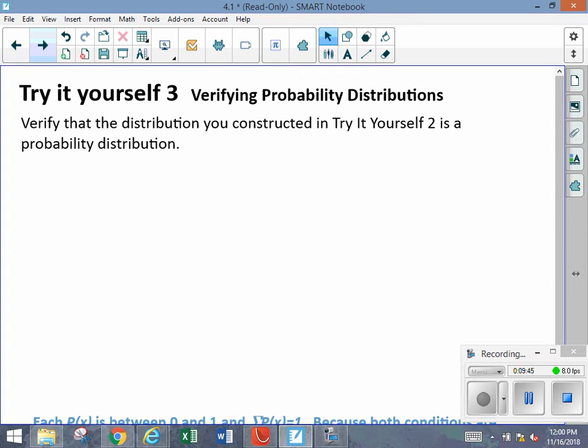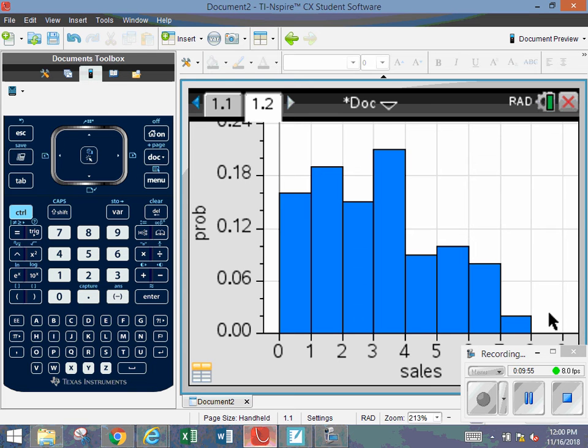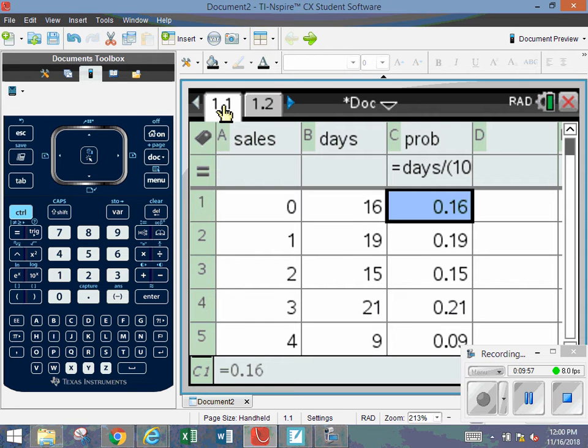All right. Okay, so let's go ahead and verify that this is a legitimate probability distribution. How would we do so? Well, first thing, we got to look for two things. Are each of our probabilities between 0 and 1? Second thing we got to look for is, do they add up to 1?